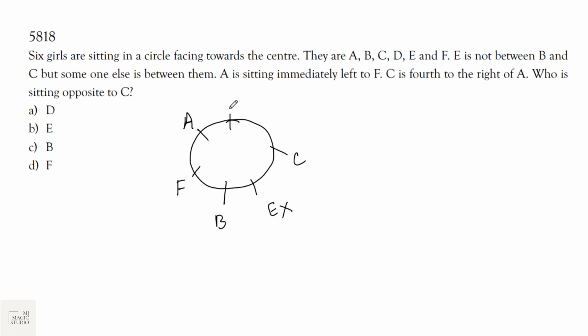E is not sitting between B and C. Here we should have E, and we have A, B, C, D. Here we should have D. That's the arrangement. Bingo. Who is sitting opposite C? This E, A, D, and this will go C, F. F is sitting opposite to C.